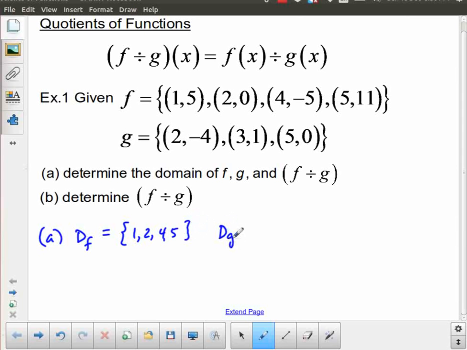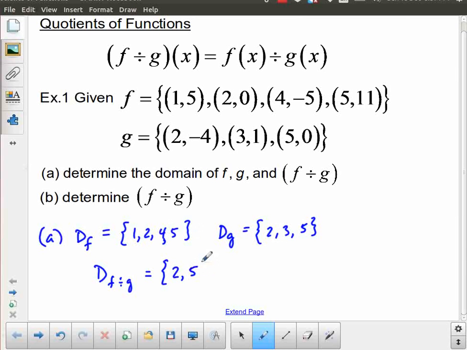And the domain of g I find in a similar way. It is the x-coordinates 2, 3, and 5. And from there we get the domain of f divided by g. And if we press ahead the way we have done up until this point, then we're looking for overlap. We're looking for the intersection. And so I don't have a 1, but I have a 2. I don't have a 4, but I have a 5.